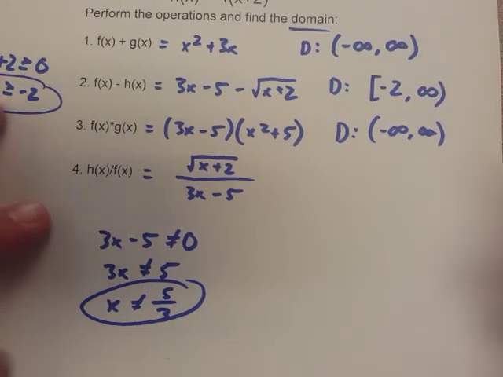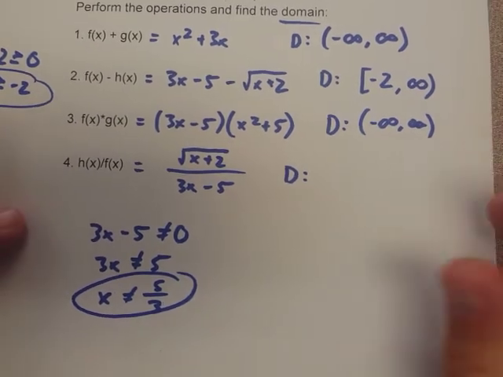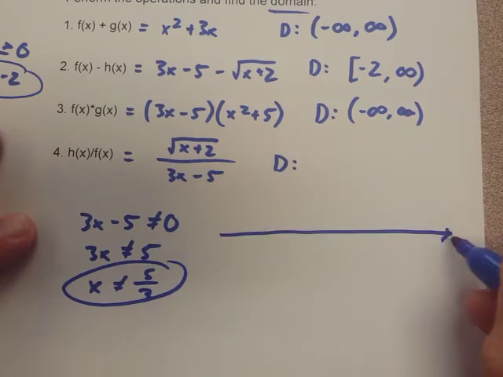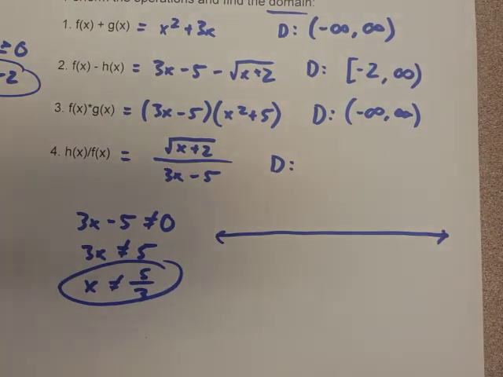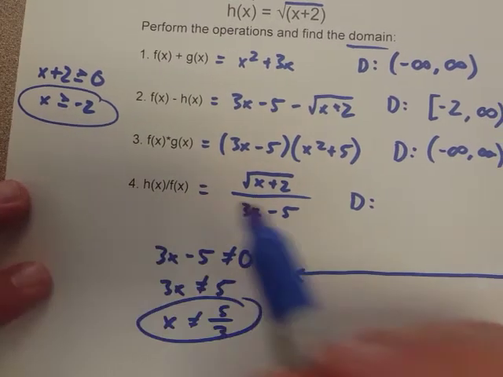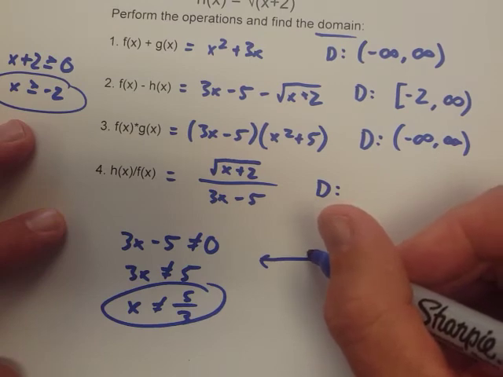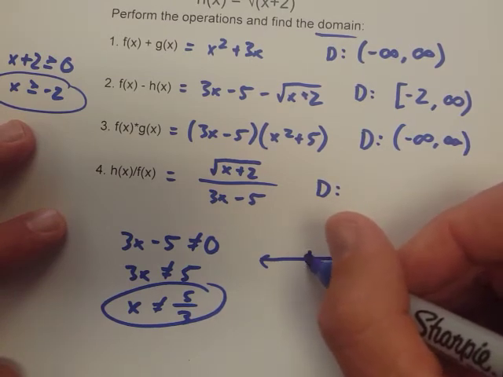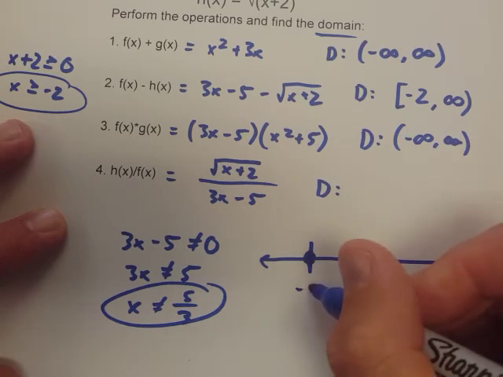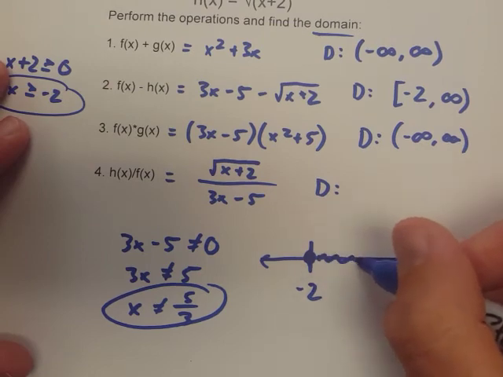Now with this one, if we're going to find the domain, we want the domain to be in terms of interval notation, and my suggestion here is that you graph it on a number line first. That'll make it a little bit easier. We've got the restriction over here of x is greater than or equal to -2. I would start with that because we got -2 down here. It's going to be a closed dot because it's got the equal to bar, so we'll just label that as -2. Then we're going to be shaded up from there.